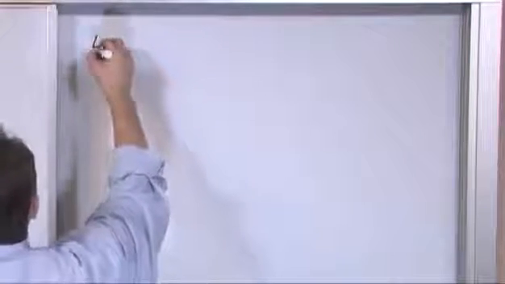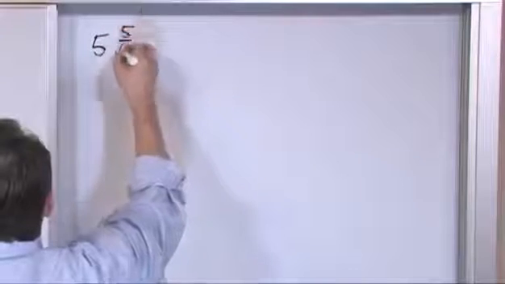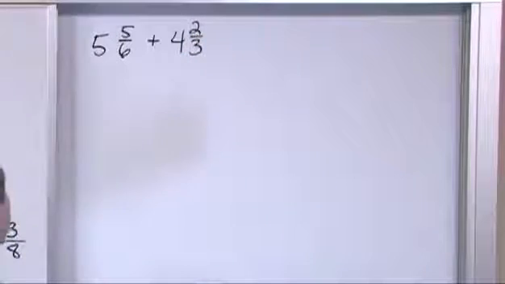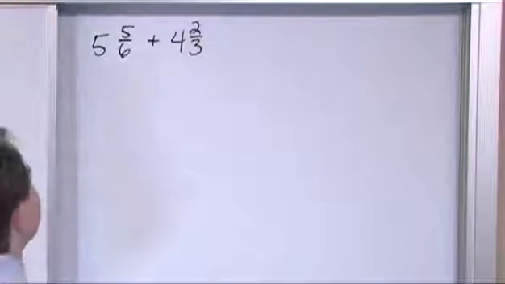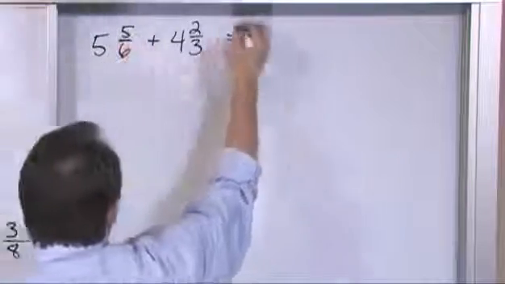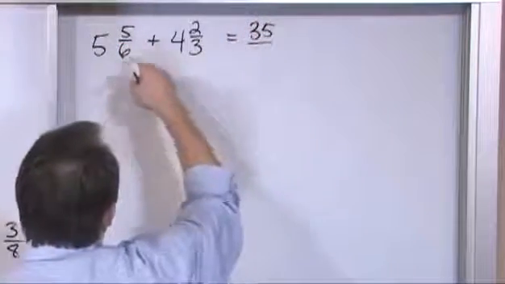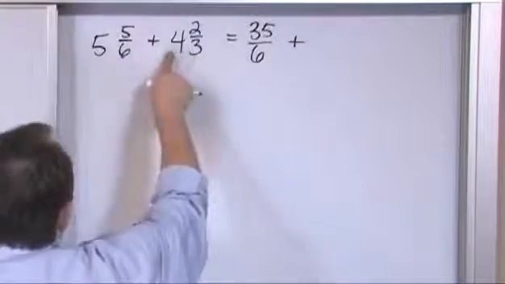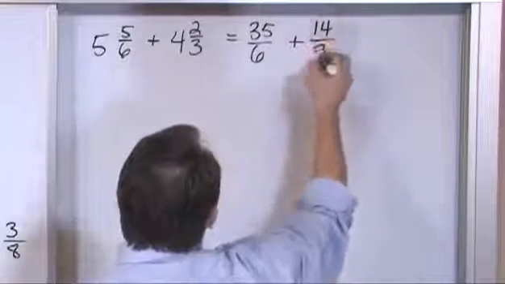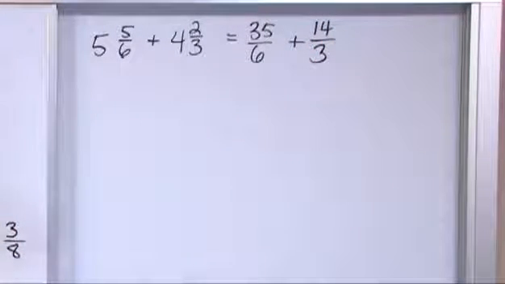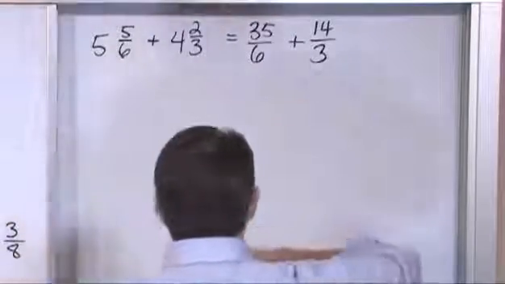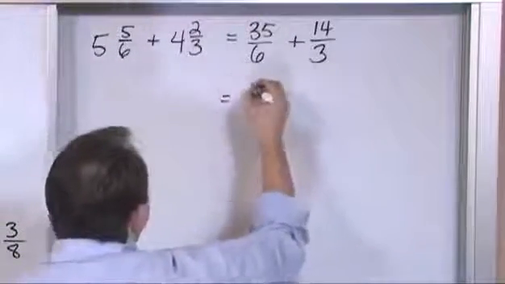So what if we have 5 and 5/6 plus 4 and 2/3? Let's convert these to improper fractions in this particular case. 6 times 5 is 30, plus 5 is 35 over 6, plus 4 times 3 is 12, plus 2 is 14 over 3. So here we have 35 over 6 plus 14 over 3. And so we look at this, we have 6 and we have 3. So we kind of have it handed to us on a platter here.